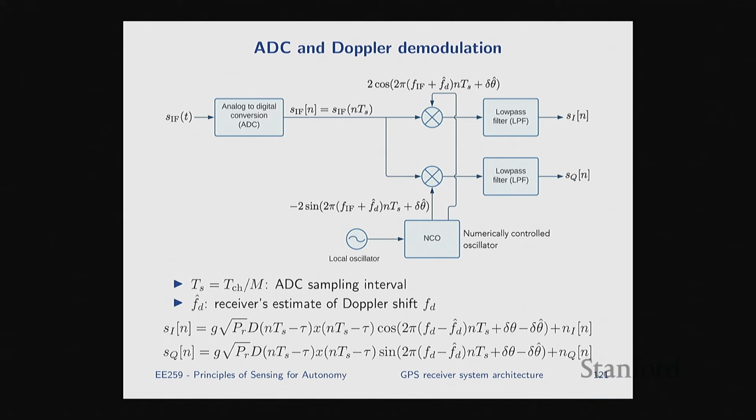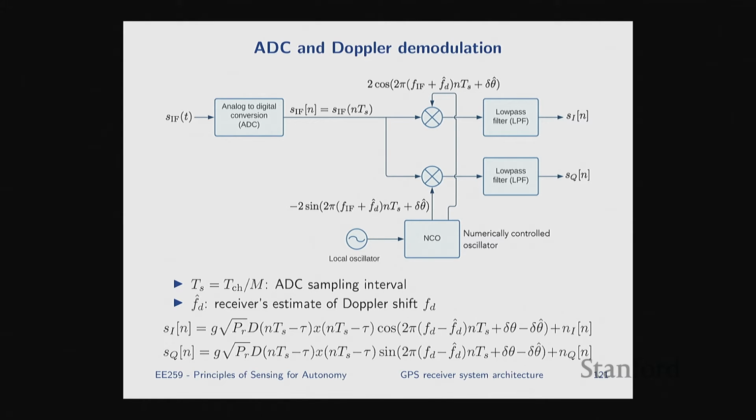Again, we have discretized, so now we have d of nT_s minus tau times x of nT_s minus tau times the cosine of, keeping just the difference frequency, which is the actual Doppler shift minus our estimate of the Doppler shift. So you get f_d minus f hat d plus some phase term. And noise is also just carrying through. We now have two outputs: an in-phase and a quadrature. That's the S_I, and the S_Q is exactly the same, except you have a sine instead of a cosine.